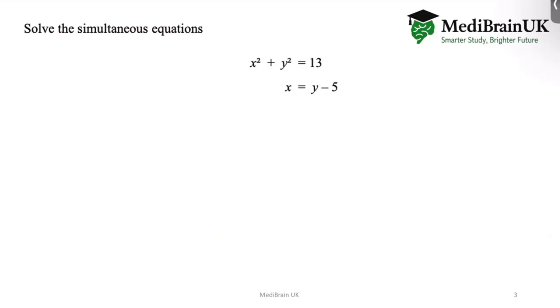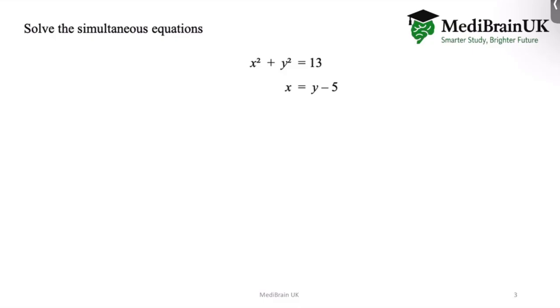Okay, so this is probably what you would be expected to do. And if this was to come up, it would come up towards the end of a paper. So it says solve the simultaneous equations x squared plus y squared equals 13 and x equals y minus 5.